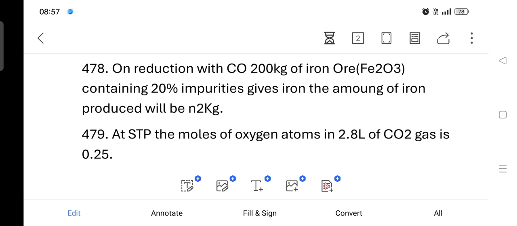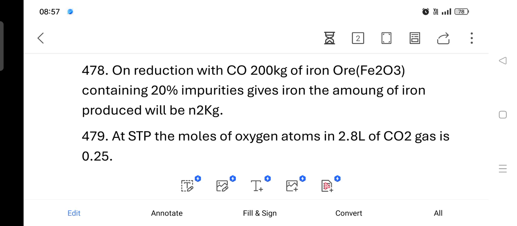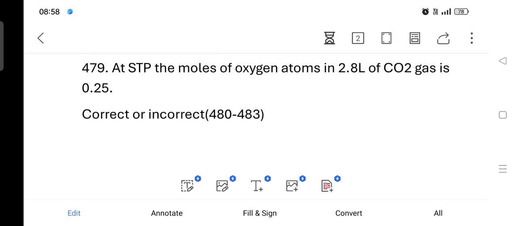On reduction with CO, 200 kg of iron ore Fe2O3 containing 20% impurities gives iron. The amount of iron produced will be in kg, 2 kg. At STP, the moles of oxygen atoms in 2.8 liter of CO2 gas is 0.25. Correct or incorrect?